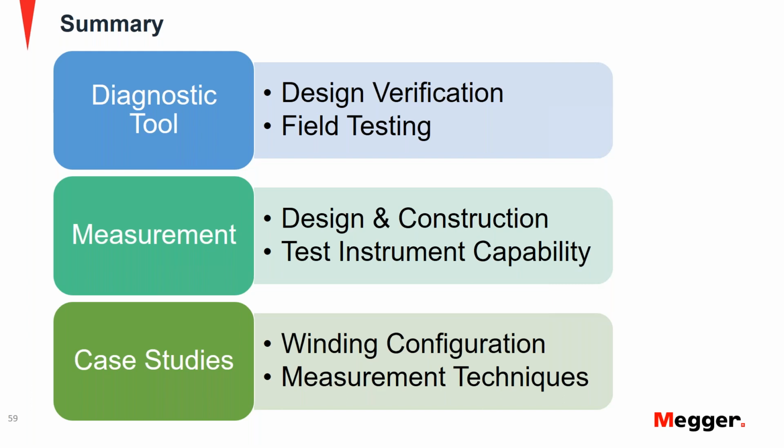And then we looked at some more case studies that involved paying attention and being knowledgeable about the winding configuration that you're testing. So we saw different types of techniques we used. And of course, using the right measurement technique can help you get fast and efficient winding resistance testing. With that, I would like to end my case study presentation.